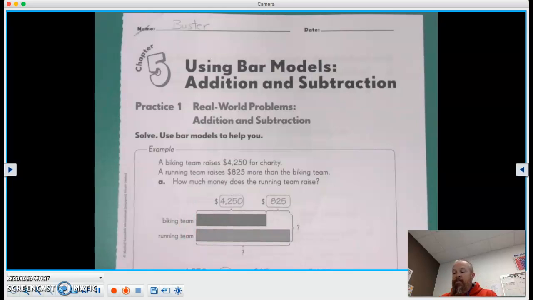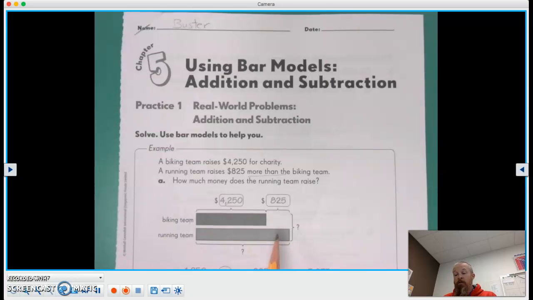A biking team raises $4,250 for charity. A running team raises $825 more than the biking team. How much money does the running team raise? Well, we know exactly how much the biking team raises, because it says right there, and we know that the running team has what the biking team made plus another $825. So if you have both parts, that will get the whole. The whole is how much the running team raises.